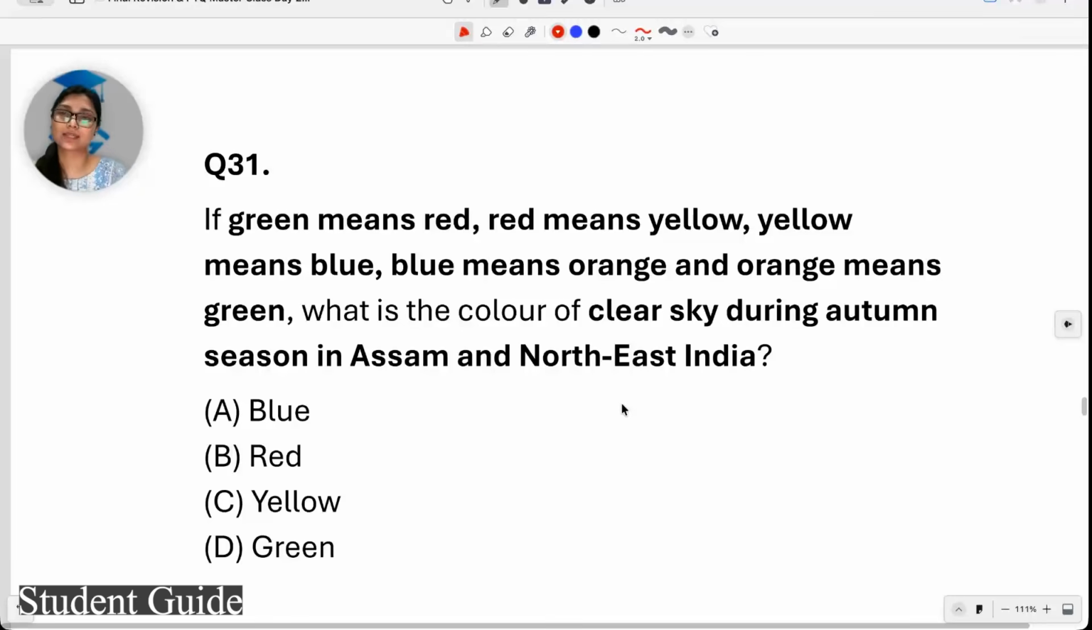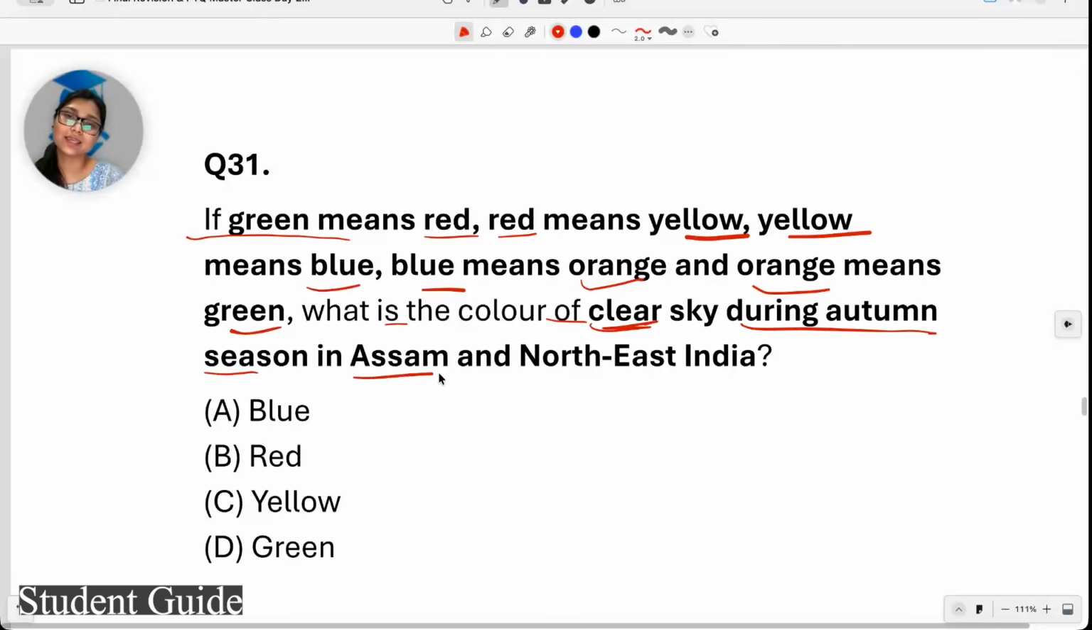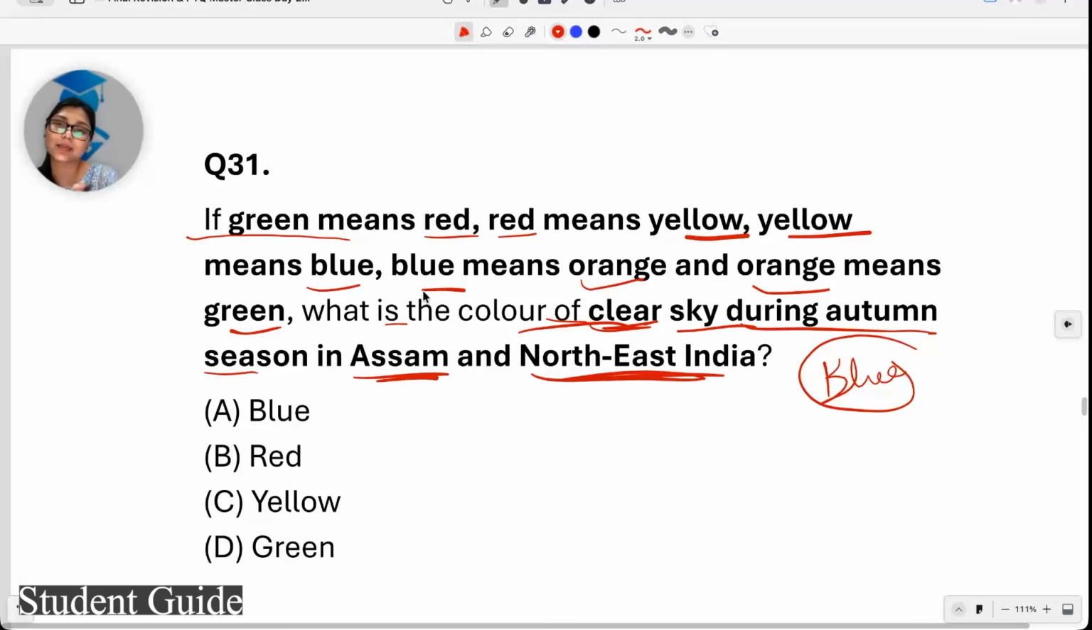So the question is asking: if green means red, red means yellow, yellow means blue, blue means orange, and orange means green, what is the color of clear sky during autumn season in Assam and Northeast India? How can we draw the answer from this question? First, you can see the clear sky is actually blue. But as in this question, the actual color is represented by some other color. So we need to find where the blue lies.